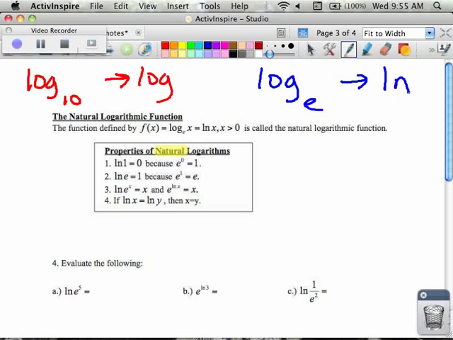Except the base is e. Natural e. A little less than 3.